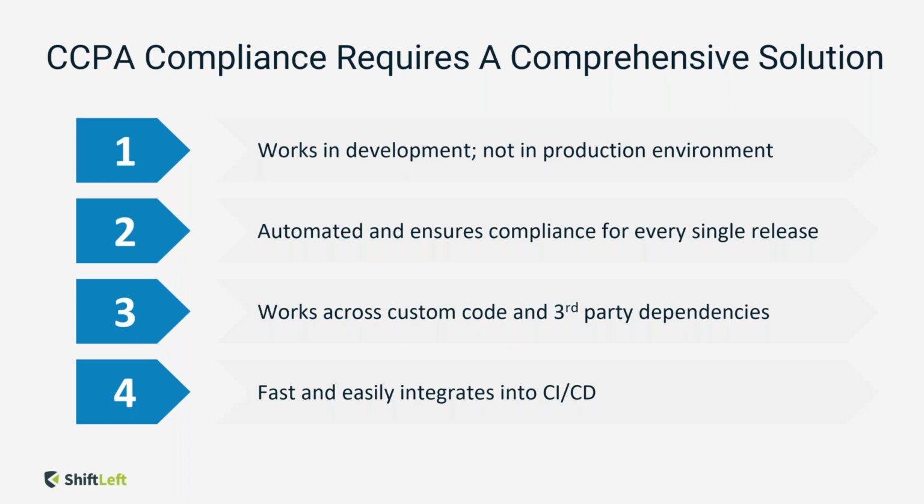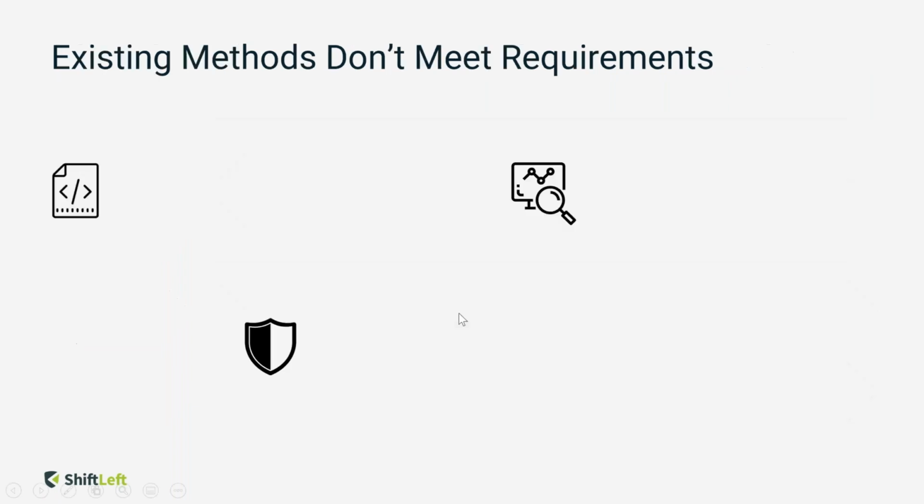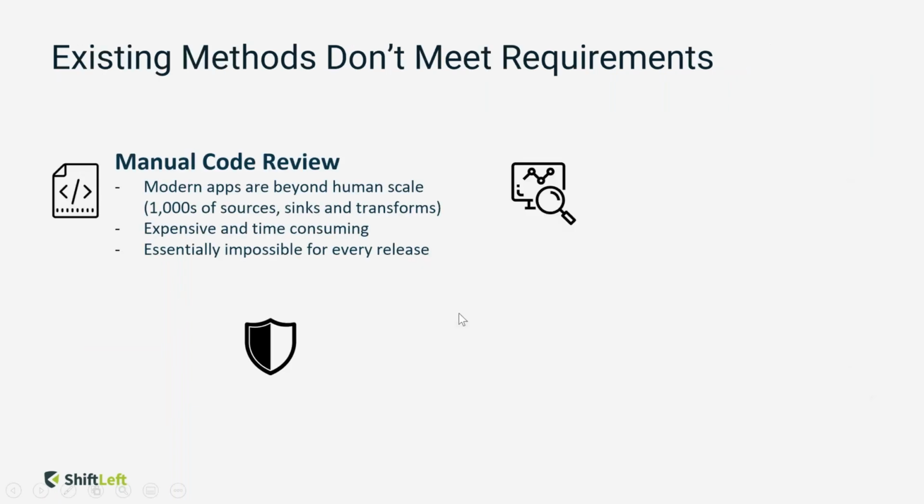Now let's look at some of the options that you have today to be compliant. One is manual code reviews. This is where you go in, look at code line by line, and try to figure out all the steps that we discussed early on: where the data is coming from, all the transformations that happen to the data, and where it's flowing into.